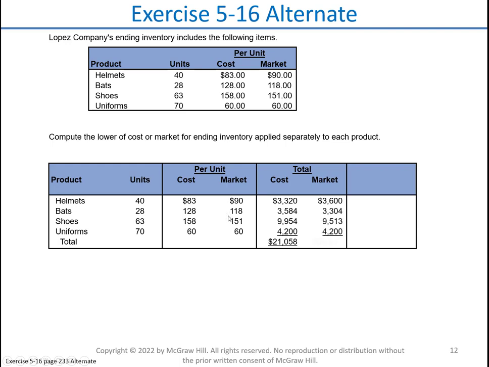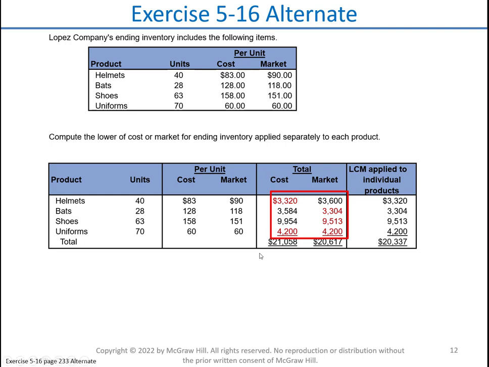We're going to get the totals here. Now, which one is lowest? Is 3,320 lower than 3,600? It is, so that's the number that's coming over here. And the next row, 3,304 is less than 3,584, and next, 9,513 is the lowest, and then this one is the same. Get our total here.